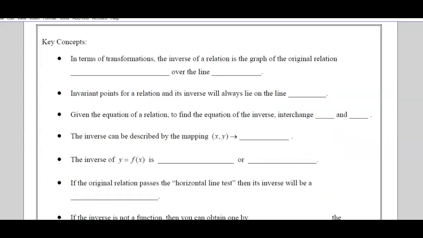All right, so to summarize here in the chart, in terms of transformation, the inverse of a relation is the graph of the original, reflected over the line y equals x. Invariant points will always lie on the line y equals x. Given the equation of a relation, to find the equation of the inverse, interchange x and y.